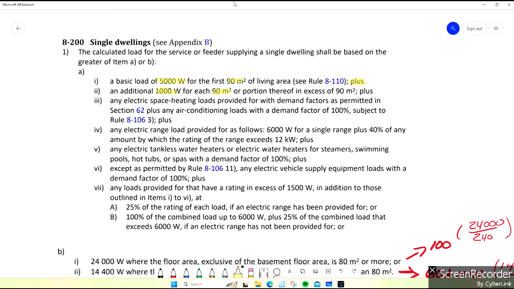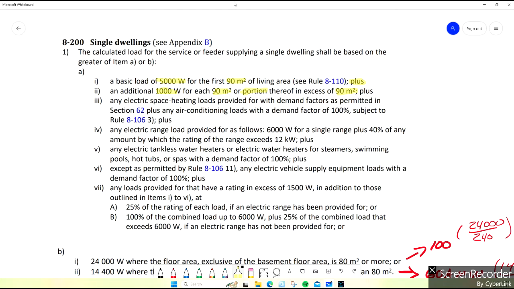I'm just going to highlight these. And here's where some people get tripped up. So an additional 1,000 watts for each 90 meters squared or portion. So even if you got like 1 or 2 meters squared left over, you still have to add 1,000 watts. Right? It says or portion thereof in excess of 90 meters squared. So you got to watch that one. If you work out that your basic load is 91 meters squared, well, you're applying 5,000 watts for the first 90, and then you have to apply 1,000 for the remaining 1 meter squared. Okay, because a portion of, it doesn't have to be complete 90 meter square portions.